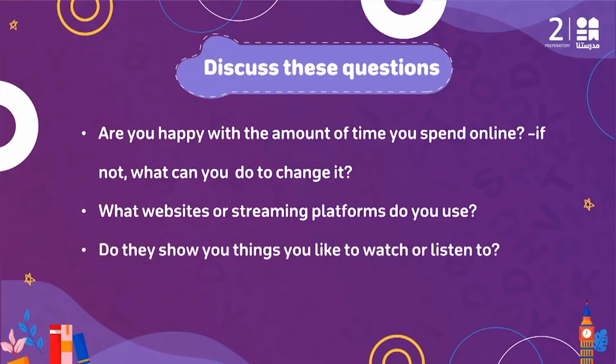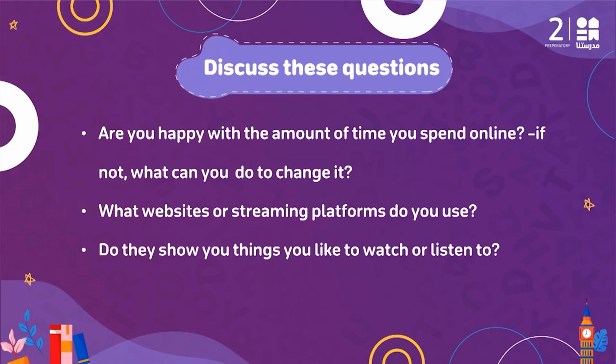Also, do they show you things you like to watch or listen to? So are these platforms the ones that you actually use? Do they have the things that you actually like? Or are they just a list of things that you're listing right now? So think of the ones that post things that you like to watch. Also, for example, YouTube. YouTube is still considered a streaming platform because you can watch lots of videos or even movies sometimes. And you can play music on YouTube. It has videos specifically, however, you can still listen to music on YouTube.